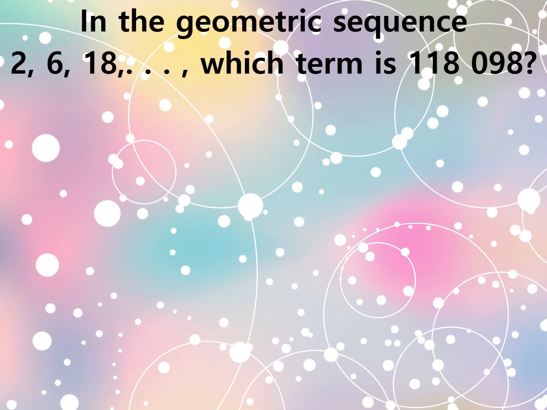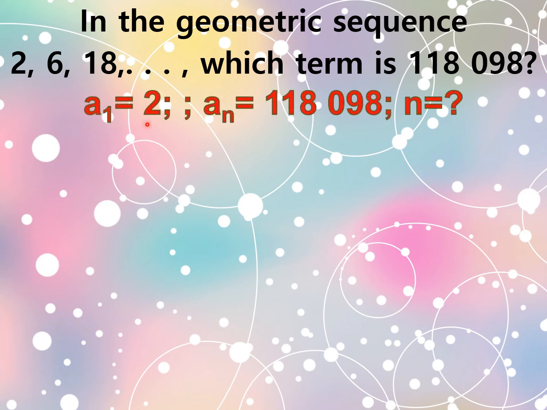Let's have the last example. In the geometric sequence 2, 6, 18, which term is 118,098? So, same process kanina or same given dun sa last example, yung 118,098 ay hahanapin natin kung pang ilang term siya. So, sa madaling sabi, ang value ng n ulit ang nawawala. So, meron tayong given na a sub 1 which is 2, a sub n na 118,098 at we need to find the value of n.